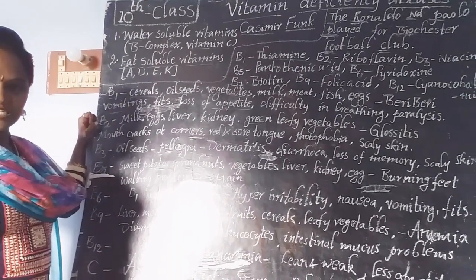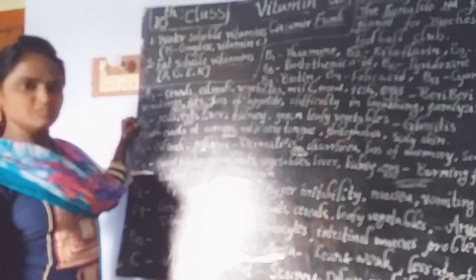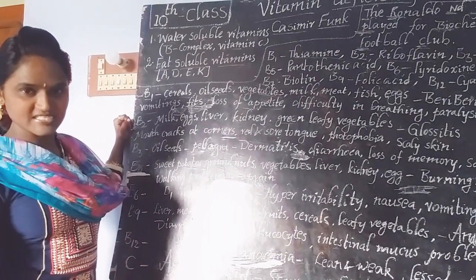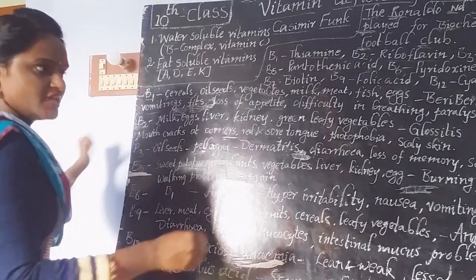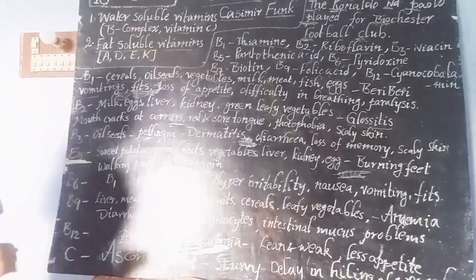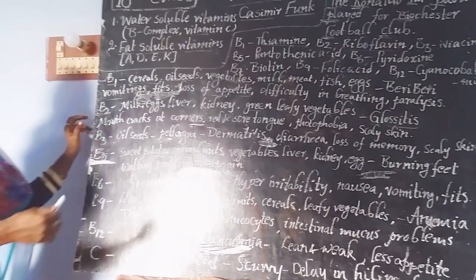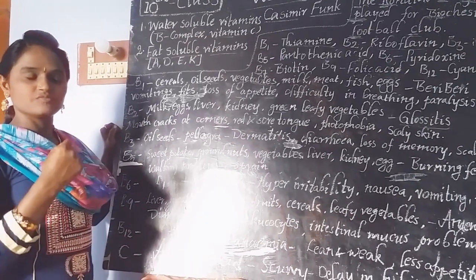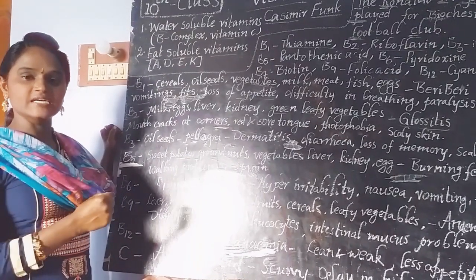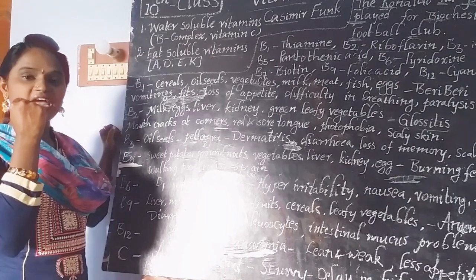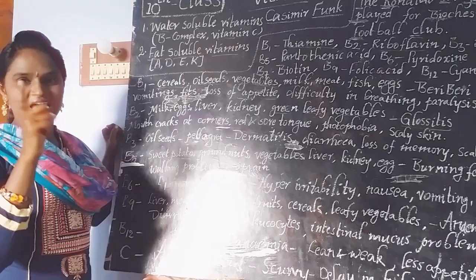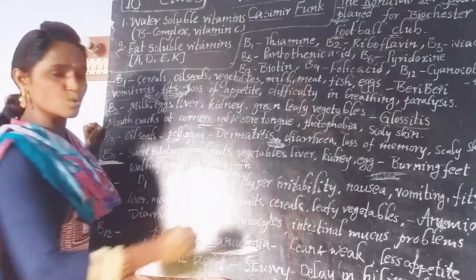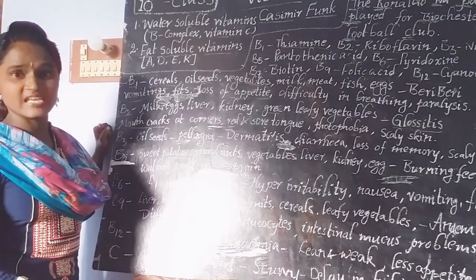Then what is the deficiency disease? By the lack of vitamin B2, they may get a deficiency disease called glossitis. What is the disease name? Glossitis. Then what are the symptoms of glossitis? The people suffering with glossitis may have mouth cracks near the edge of the mouth. At the same time, they also get a red and sore tongue. Their tongue is very red.